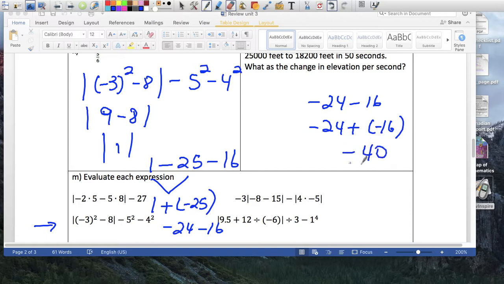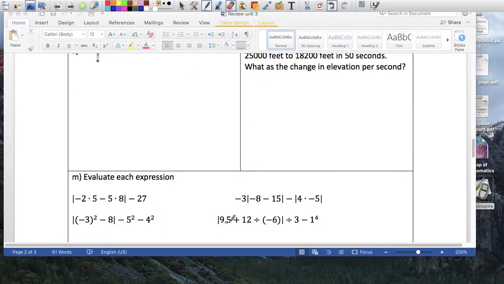That's going to give me negative 40. Okay, we're doing this one. Again, we have a lot of things inside the absolute value bracket. So 9.5 plus 12 divided by negative 6, divided by 3 minus 1 to the fourth power.